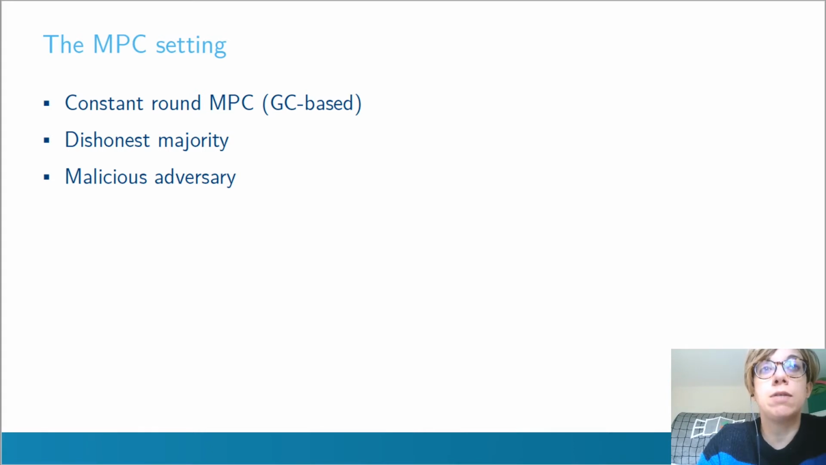The first one is that garbling circuit-based protocols are based on a representation of the function that we want to evaluate as a Boolean circuit. So as an input, we have a Boolean circuit that represents the function that we want to evaluate.